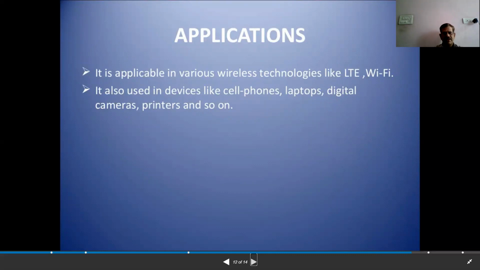What is the application of 4G technology? It is applicable in various wireless technologies like LTE, Wi-Fi, and also used in devices like cell phones, laptops, digital cameras, printers, and so on. So these are some applications of 4G wireless technology.